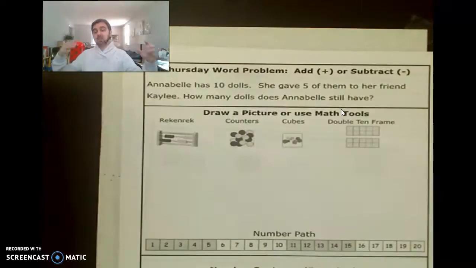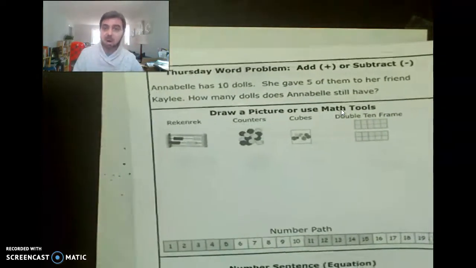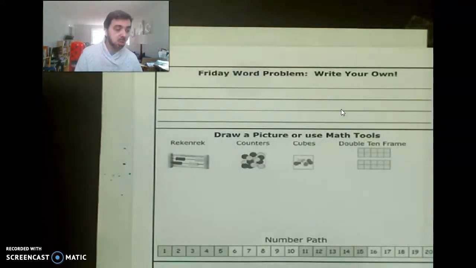So first of all, you have to decide, are you adding or subtracting? And then you need to figure out the answer based on what you've decided. Okay? But remember, Annabelle has 10 dolls, and she gave 5 of them away to her friend Kaylee. So how many does she still have is the question. All right? Good luck.